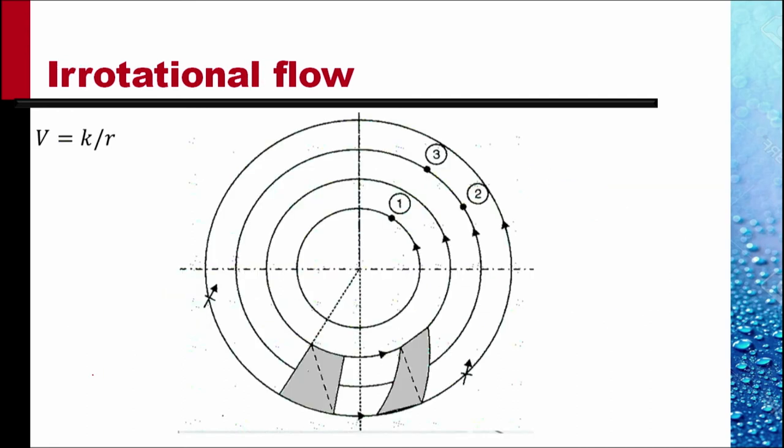In fact, we can show, and we will show later on, that if the velocity is like k by r, the velocity in a free vortex, or the velocity in a model hurricane or a tornado, the velocity decreases as r increases linearly. And we can show that even though the particles are moving in circular paths, each fluid element is not rotating.